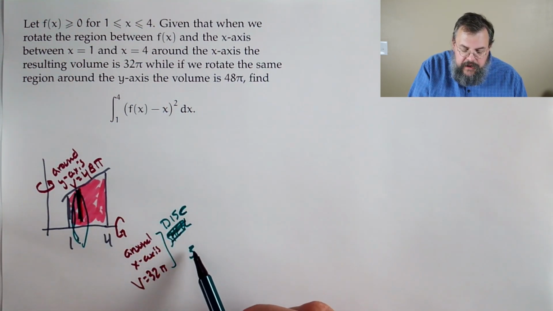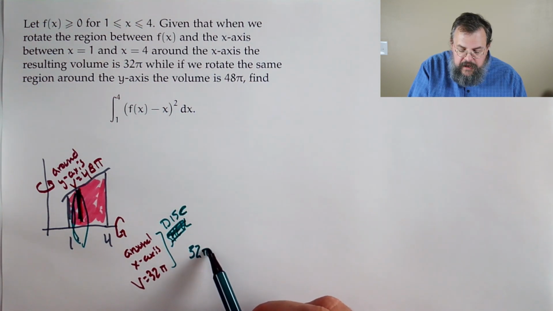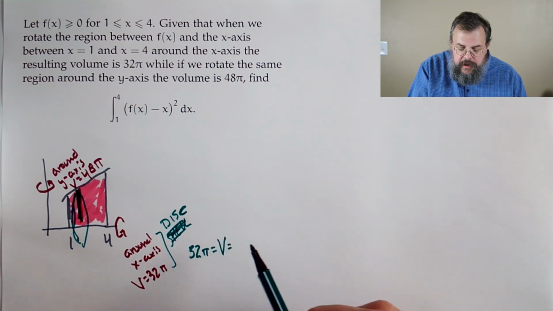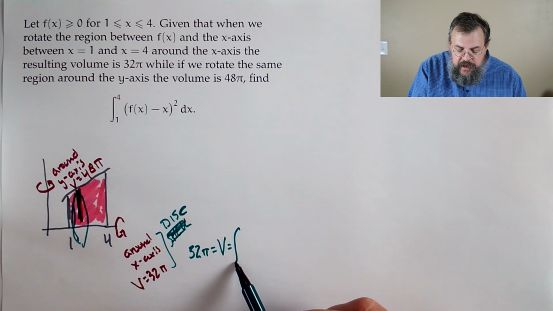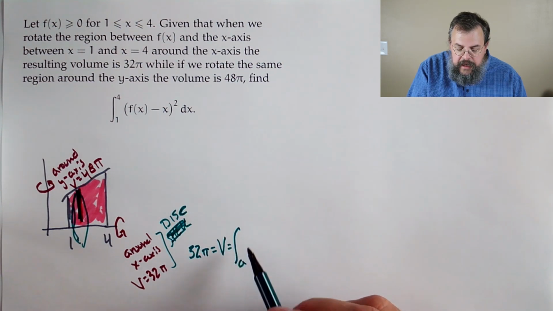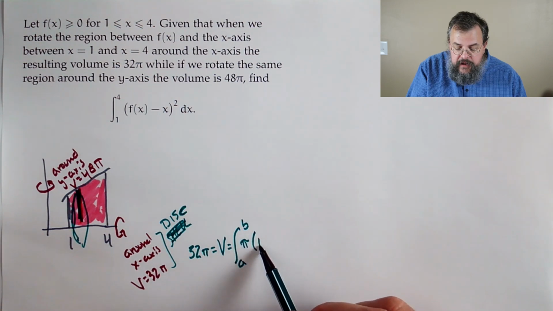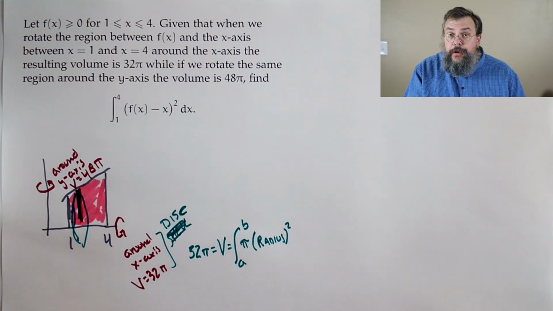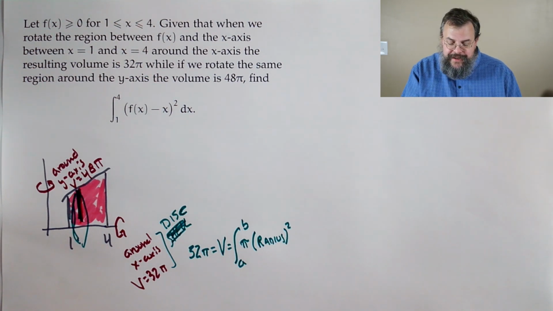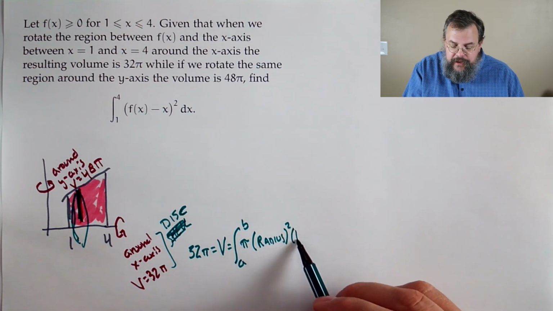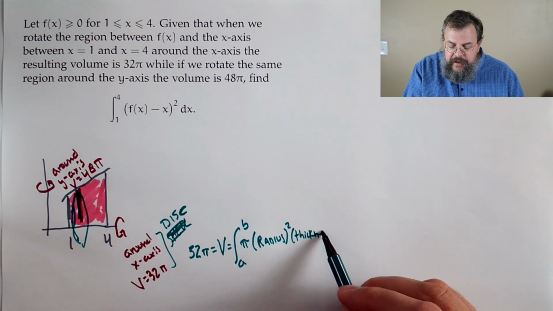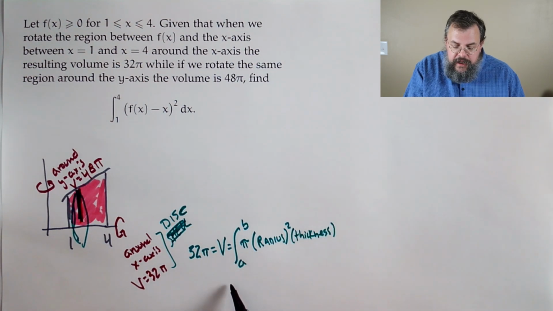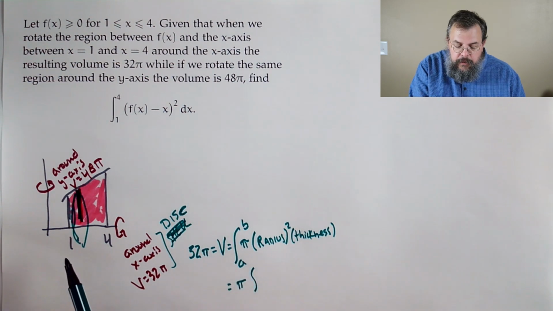So we have that 32 pi, which is our volume. Well, according to the disk method, you integrate a to b pi, and it's the radius. There's only one. There's no hole. It's not a holy object. It's a solid object. And we have our thickness. All right. So for us, we get that this is pi integral 1 to 4.